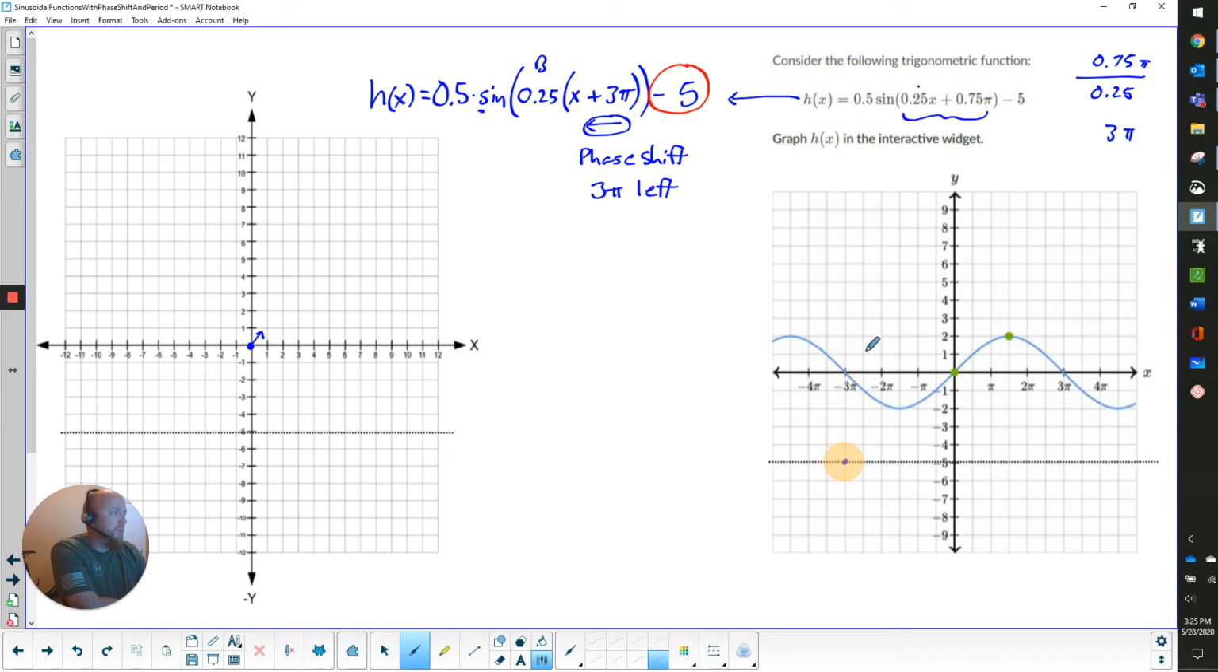So in blue, you see what looks like a pretty typical sine function that hasn't been phase shifted. It's going through the origin up. First thing I would do, after identifying my midline and having that inner layer factored so you could see the phase shift 3 pi left, I'd say, okay, that point's down here and phase shifted left 3 pi is over here.